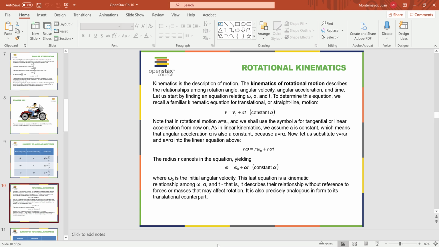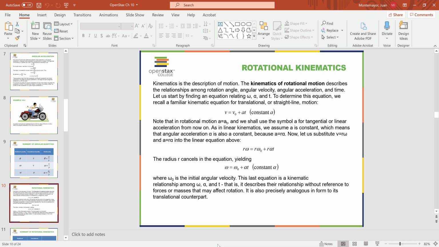Kinematics is the description of motion, as we know. The kinematics of rotational motion describes the relationships among rotation angle, angular velocity, angular acceleration, and time. Let us start by defining an equation relating omega, alpha, and t. To determine this equation, we recall a familiar kinematic equation for translational or straight line motion: v equals v naught plus a t, where a is constant. Note that in rotational motion, a is equal to a_t, and we shall use the symbol a for tangential or linear acceleration from now on.